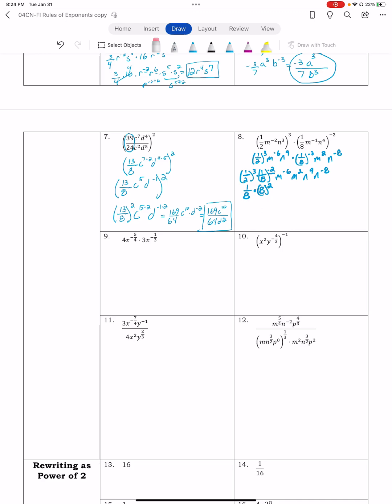I don't know, I think that's the wrong route. Let me do this. So this is going to be 1 to the negative 2, 8 to the negative 2. If you have a negative exponent, it flip-flops. So the 8 to the negative 2 goes in the top, becomes a positive 2. 1 to the negative 2 goes in the bottom.